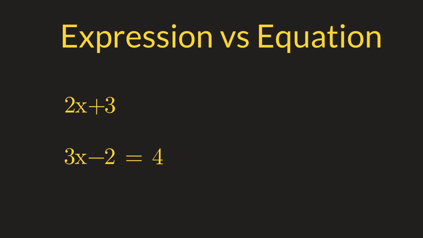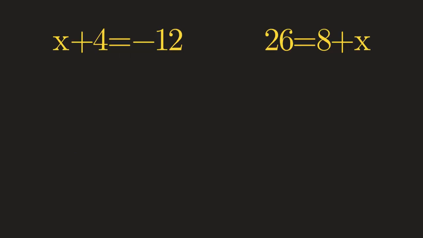With an expression, we can simplify an expression. We can evaluate an expression. With an equation, this is where we are going to solve, and we're going to find out that missing value that's going to make this a true statement. So 3x minus 2 equals 4 would be an equation, and we would solve that. Okay, so let's take a look at a couple of these.